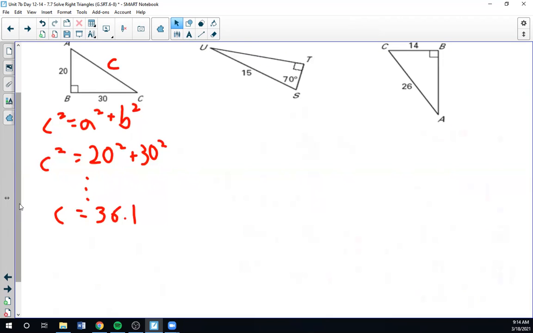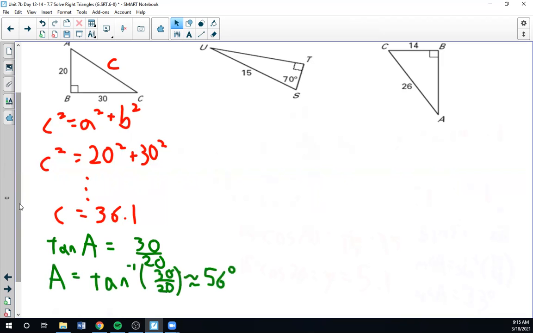Which trig? Well, what I know with angle A is opposite is 30 and adjacent is 20. I didn't have the hypotenuse in front of me. So I have opposite and adjacent. Opposite and adjacent, that's going to be tangent. And since we're trying to solve for an angle that we don't know, that's going to be inverse trig's job. The angle's going to get rounded to the nearest whole number and be 56 degrees.